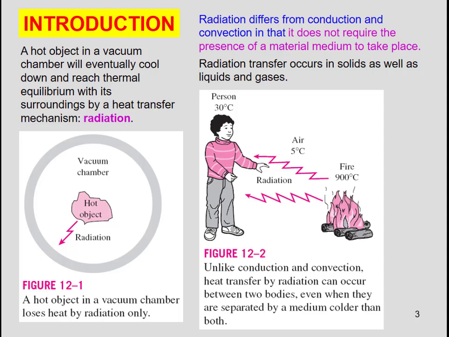So radiation differs from conduction and convection because it does not require the presence of a material or medium to take place. In other words, if there is a vacuum, we still have this radiation heat transfer. And also radiation transfer occurs in solids as well as liquids and gases, and we will see how it is happening.